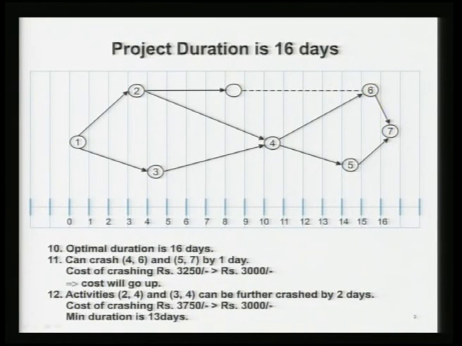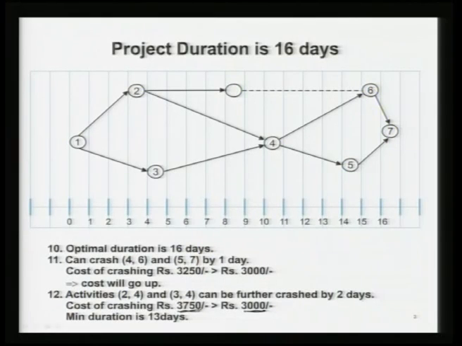Similarly, you can also crash activities 2-4 and 3-4 further, but here again the cost of crashing is more than the overhead cost. The cost of crashing is 3750, which is more than your overhead cost of 3000 rupees per day. But sometimes you want to know how far you can go, how much you can reduce the project duration. So, you crash it by 2 days and that will make the project duration 13 days.